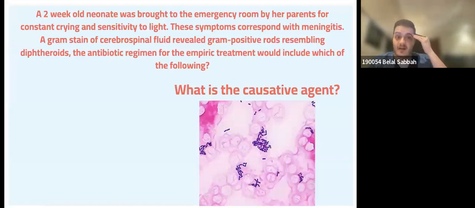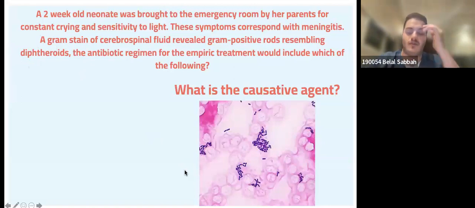So diphtheria. Okay, so you guys saw the diphtheroids and you thought diphtheria. Now let's remember, guys, let's not jump to things. Diphtheria is a good option because gram-positive rods revealing diphtheroids, yes, diphtheria does show that, but there's another bacteria that also shows the same thing, and it's more specific for a 2-week-old baby. What bacteria do you guys think that is? I would be more on the diphtheria side if it was maybe a child, but a baby.